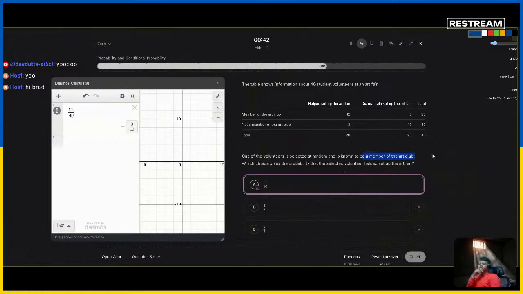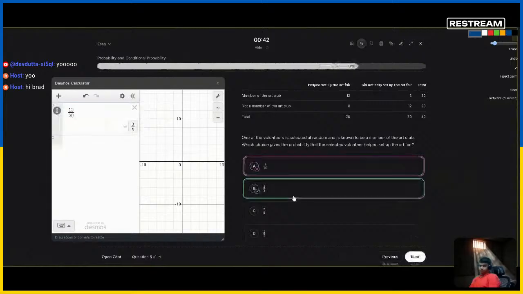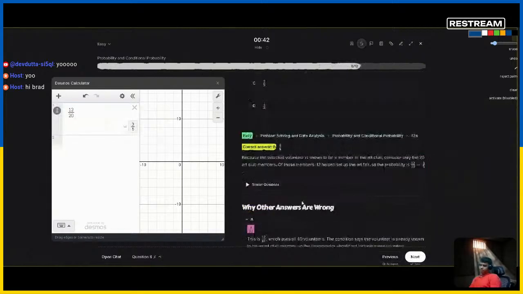Alright, it told us he's a member of the art club, so we don't need to think about the non-members. We don't even need to worry about this one, we just need to worry about 20. So 12 divided by 20, which is 0.6. Is none of these. Or is it? Is it really that easy? Because the selected volunteer is known to be in the art club, only the 20 matter.